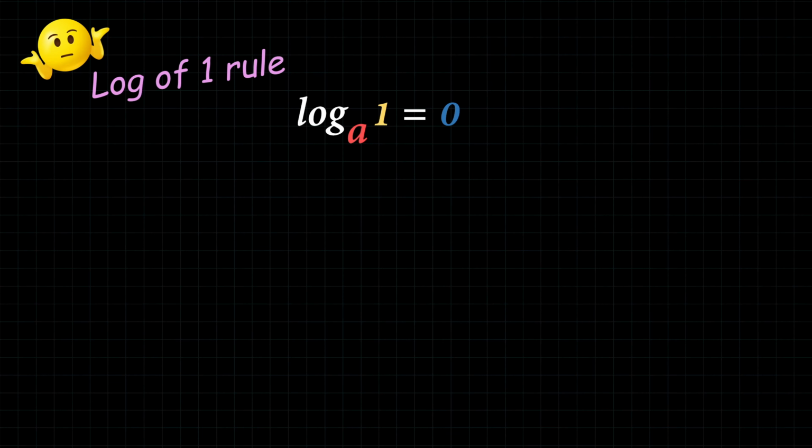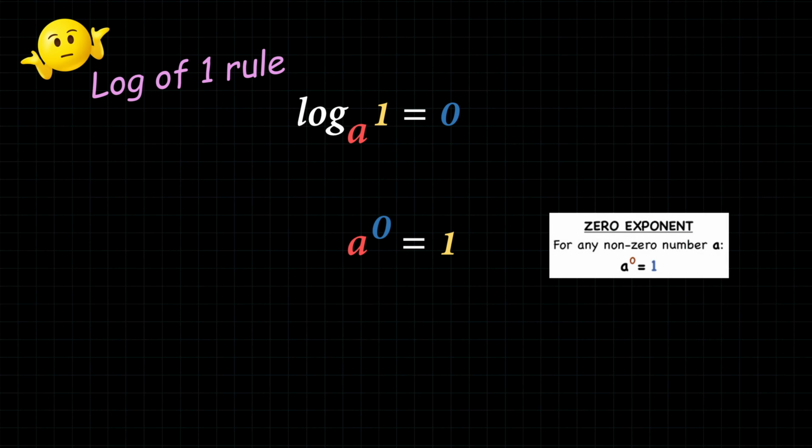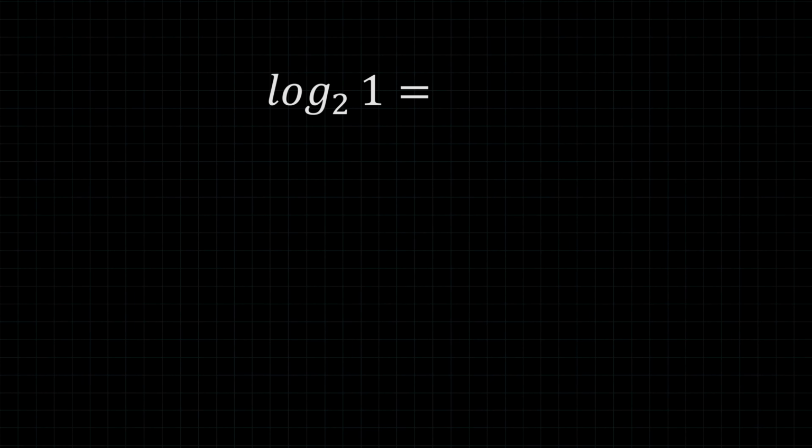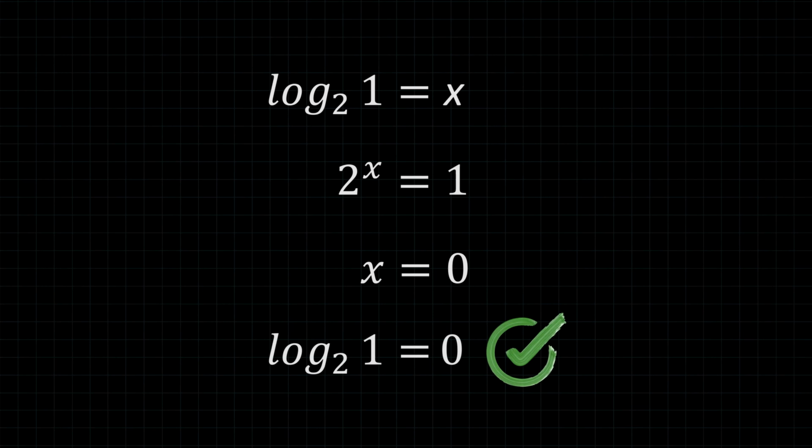As you can see here, I can easily rearrange this into the exponential form, and now it reads that the base a to the power of 0 is 1, which is of course true because that's literally the 0 exponent rule. Anything to the power of 0 is 1. So when you see log base 2 of 1, and if you remember that it's 0 based on the rule, that's great. But what if you forget? That's okay. You can set it equal to x, and now you can rearrange it into the exponential form and ask yourself, 2 to the power of what is 1? That has to be 0. So now you know that log base 2 of 1 is 0.